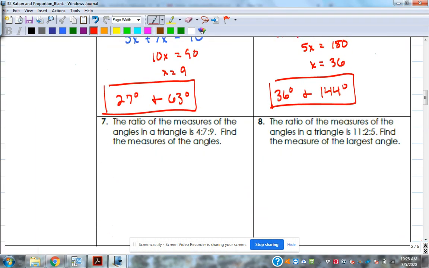Number 7, the ratio of the measures of the angles of a triangle are 4 to 7 to 9. So we finally have an extended ratio that has 3 things in it. Find the measures of the angles. So it's inside of a triangle, so what do we know about those? They add up to be 180. So 4 times x plus 7 times x plus 9 times x equals 180. And 16 and 4 is 20.